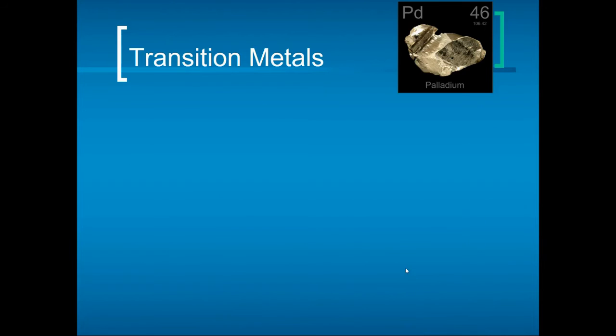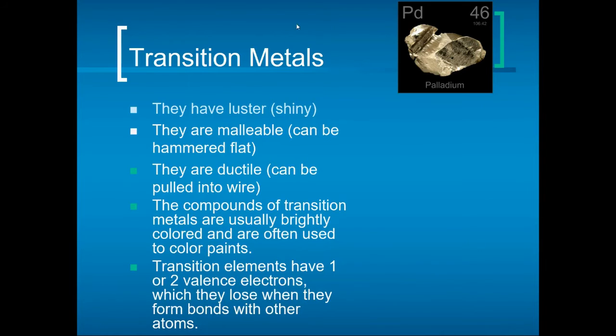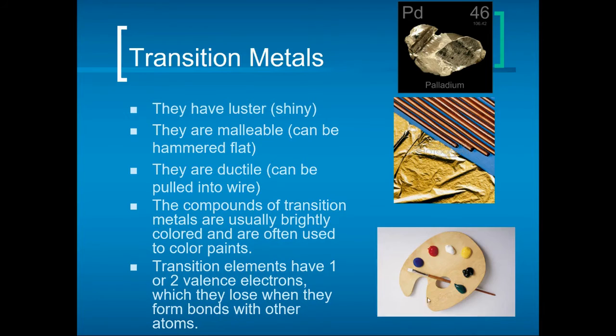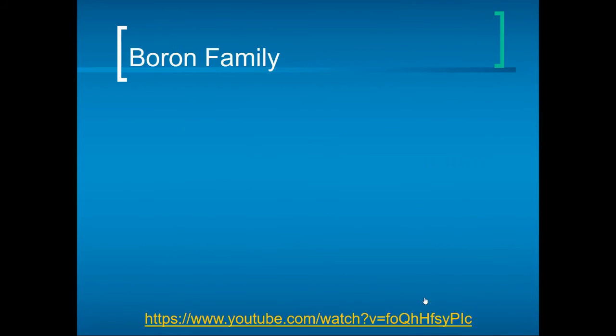It's melted. Okay, so because they're metals, they have luster, they're shiny, they're malleable, they're ductile, and they're brightly colored. This is where you get your color for your paints, is in your transition elements. And then they have 1 to 2 valence electrons, which they lose when they form bonds. They like to become cations, become positively charged. Okay, so these are some transition metals, and you can see that they have some color to them.